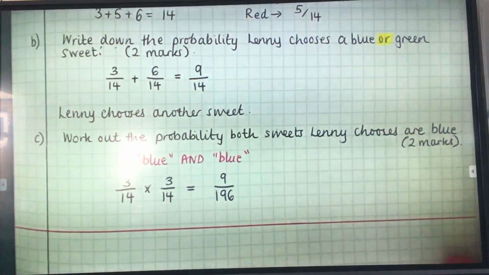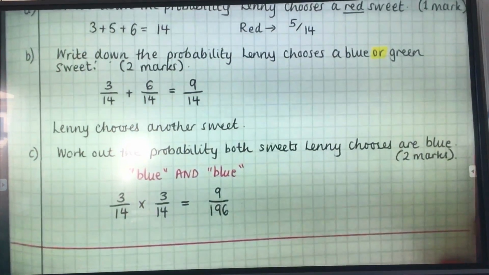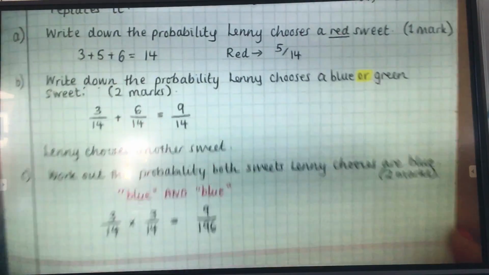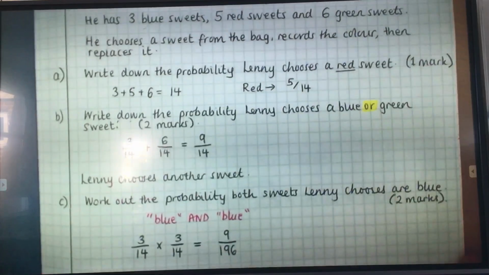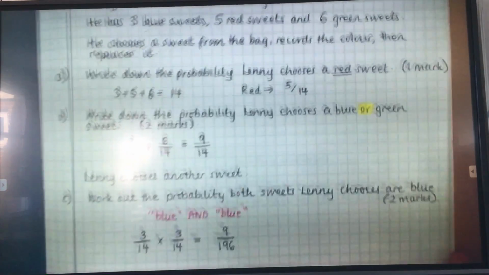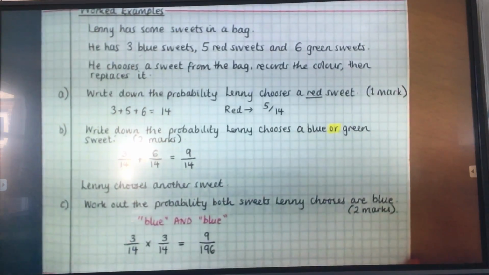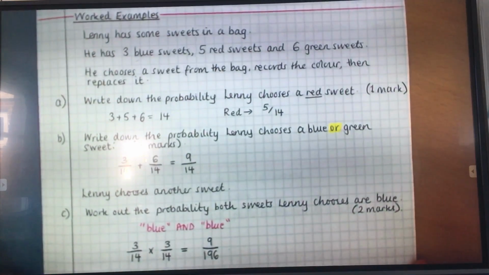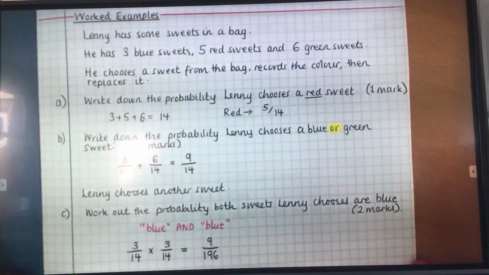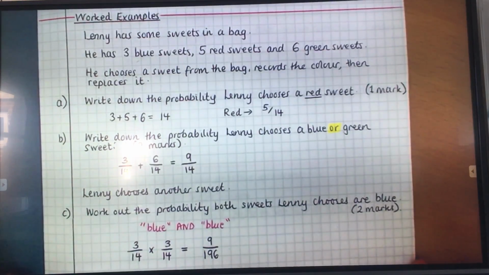So what I'd like you to do now is make sure that you've got that example all written down. So pause the video, make sure you've got all of this written down, and then we're going to move on to a your turn question. So there's the whole example with the answers. You can pause the video, write that down, and then we'll move on to your turn.